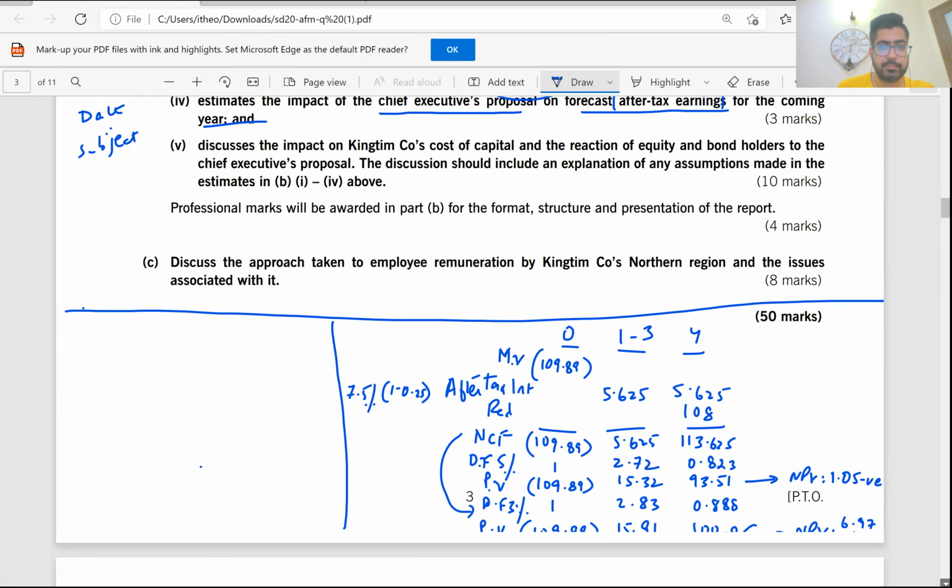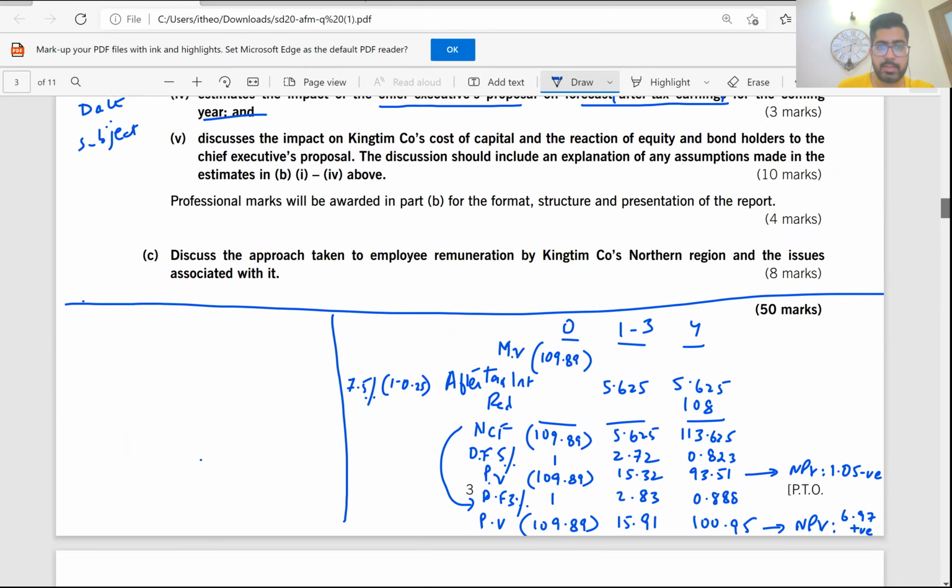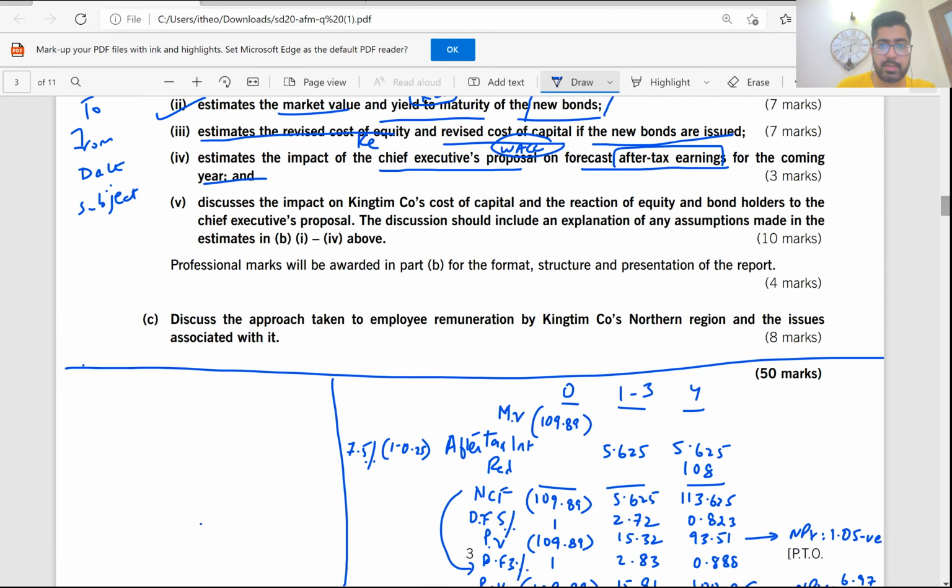So let's find the impact of the CEO's proposal on after-tax earnings. Now, the CEO's proposal will result in earnings. 60 million invested, they will give you 10% return. 60 million invested, 10% return, but that's pre-tax.